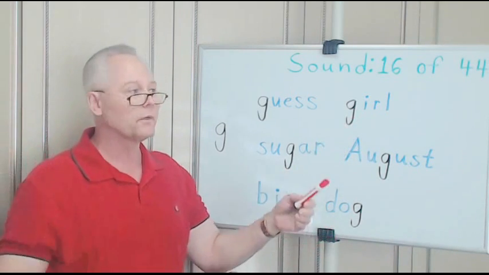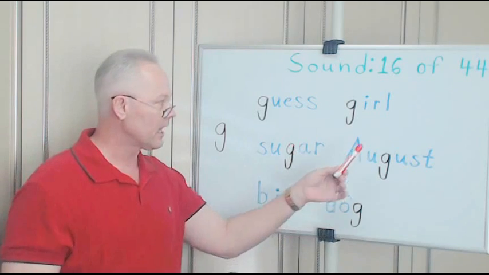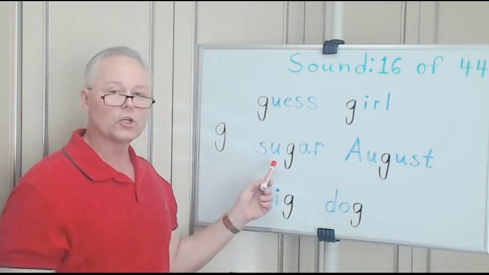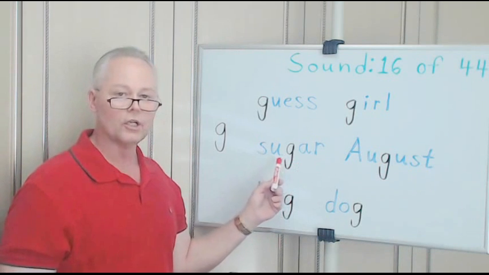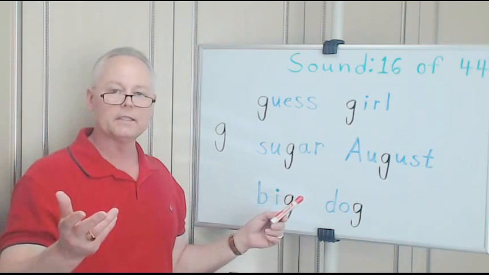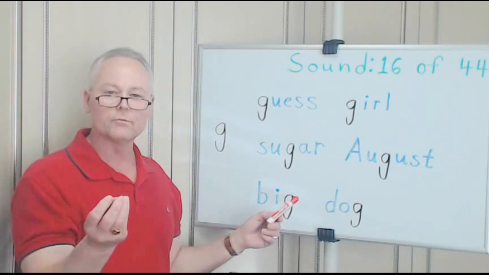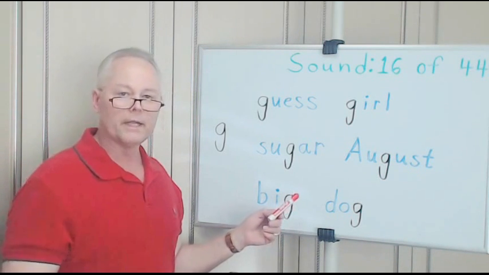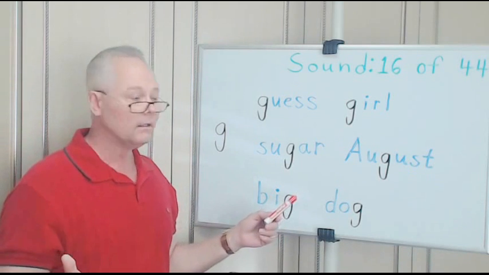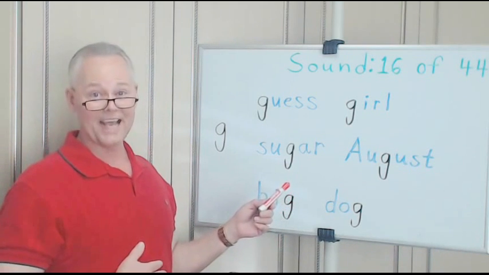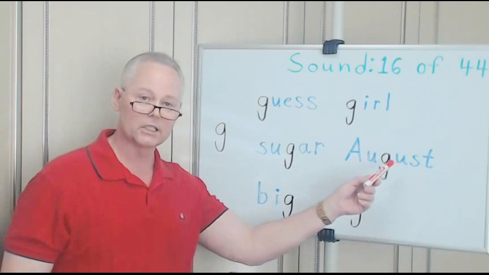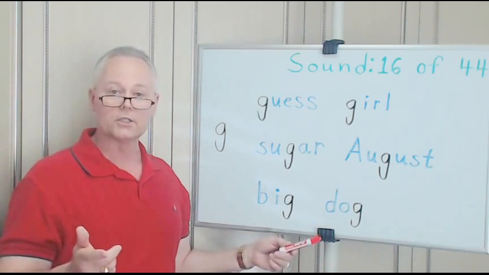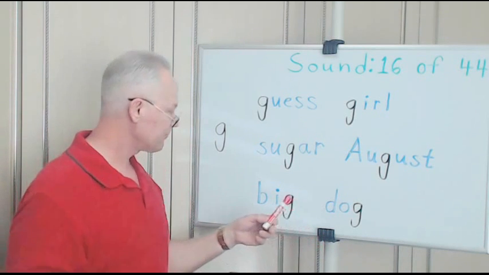Girl, we have boys, we have girls, men, women, a child, woman, girl. Okay, sugar. It's sweet. We make it granulated from sugar cane and other ways also. We pour it to make our food sweet and to make us fat. Sugar, August. The month of August, the 8th month of the year.